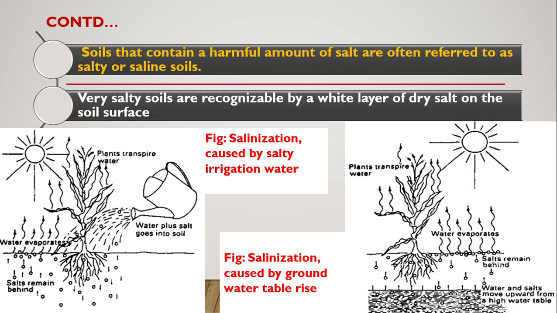And soils that contain a harmful amount of salt are often referred to as salty or saline soil. Here you can see that this figure shows the salinity caused by salty irrigation water. If you are irrigating the soil with salt water, then it will cause the salinity of the soil in this area. And this one is salination caused by groundwater table rise. When the groundwater table rises, it will bring the salt to the top of the soil, the water will get evaporated and the salt will remain above the surface of the soil. So this can also cause salinity in soil.